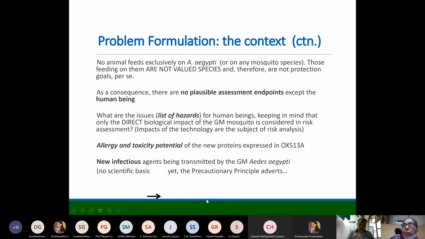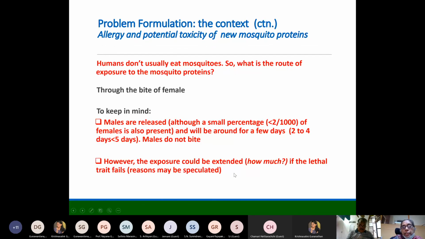For any new infectious agent to come, there was no scientific basis. But in spite of that, the precautionary principle says that we should look into this. And how we are going to look into this is through allergenicity and potential toxicity. Humans don't eat mosquitoes, so what is the route? Through the bite of the female. We have to keep in mind that we are releasing the males, and males do not bite. However, the exposure may be extended if the lethal trait fails.